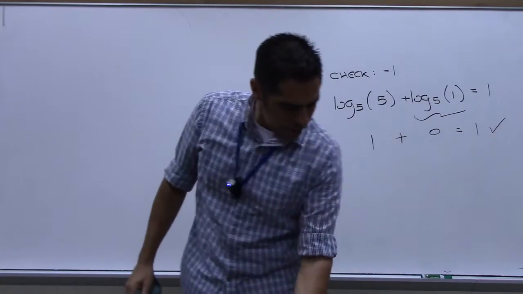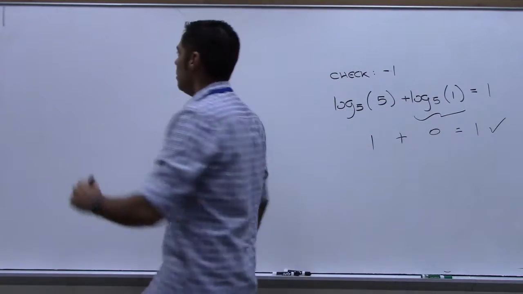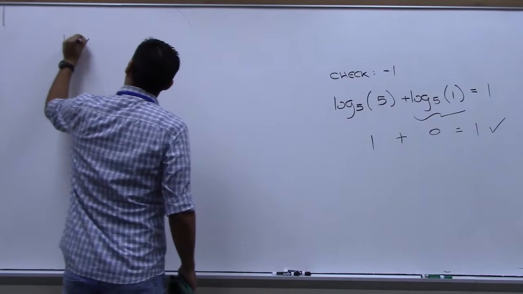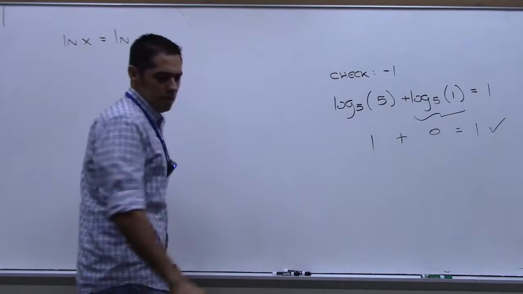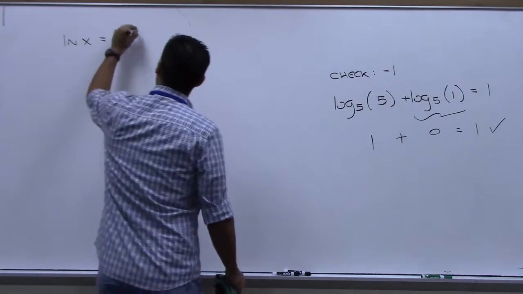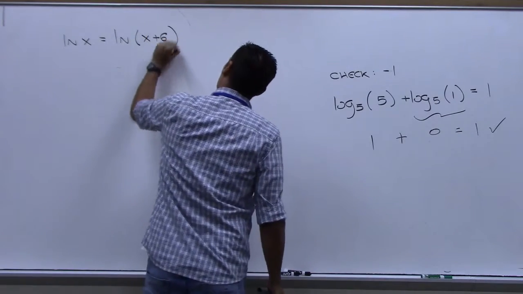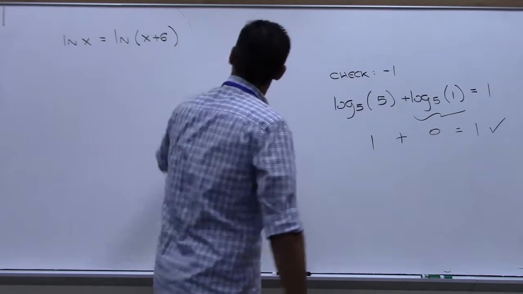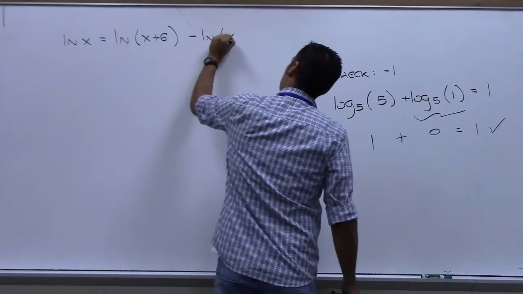All right, let's look at another one. Ooh. Natural log of x equals natural log of (x plus 6) minus natural log of (x minus 4).